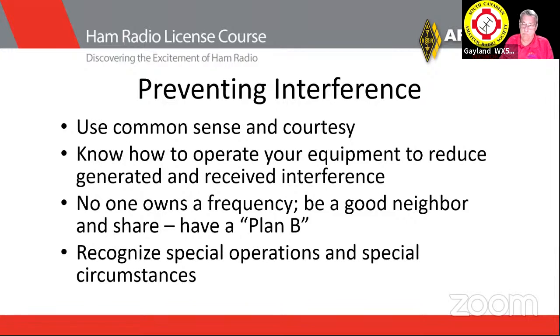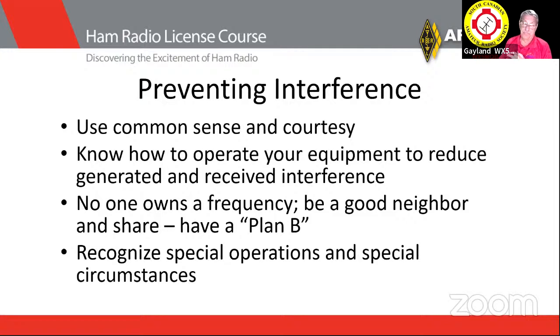You will hear nets going on. Every Monday night at 8 o'clock, our club hosts a net on 6 meters. It's at 8 o'clock on 50.200. Every Tuesday night, we have an ARES net. Every Wednesday night, there's one on 10 meters. They all are on certain frequencies. We don't own those frequencies. If somebody else is talking, they have just as much right to that as we do.